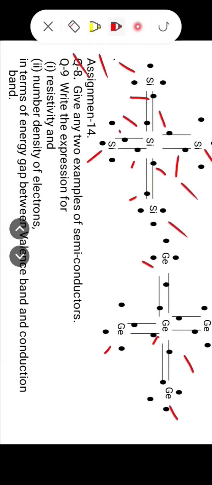Now assignment 14 continues. Question number 8. Give any two examples of semiconductors. Question number 9. Write the expression for resistivity and number density of electrons in terms of energy gap between valence band and conduction band.